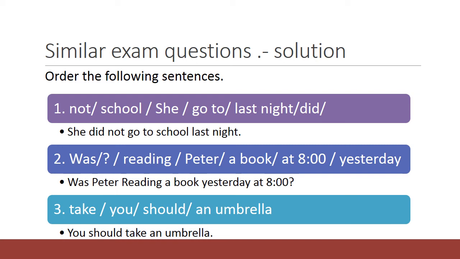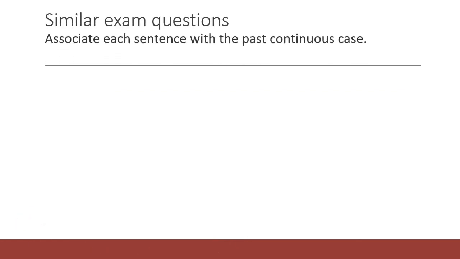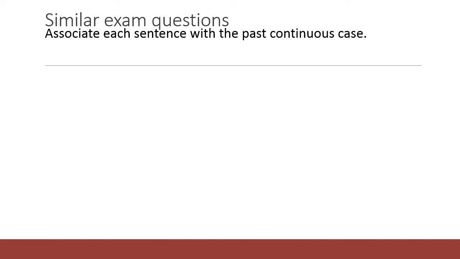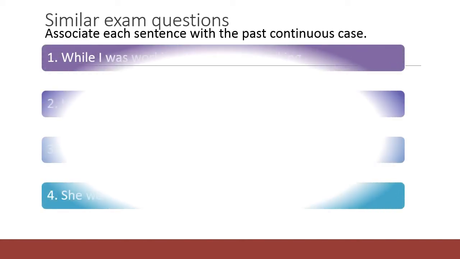And this is the solution. Order the following sentences. She did not go to school last night. It's number one. Number two, was Peter reading a book yesterday at 8? Because it's a question. And number three, you should take an umbrella. Is suggestion. Another question. Associate each sentence with the past continuous case.